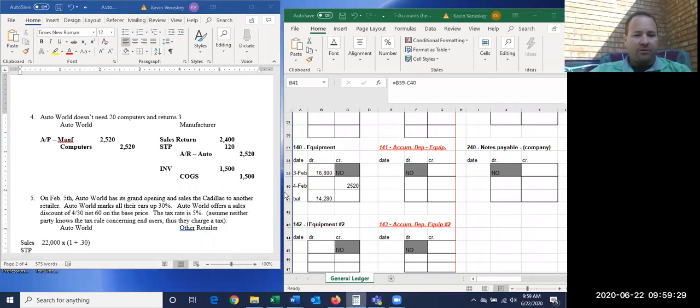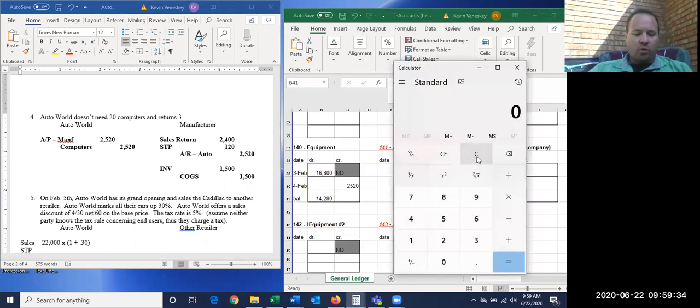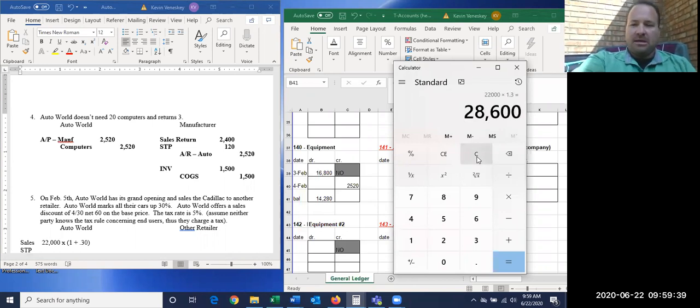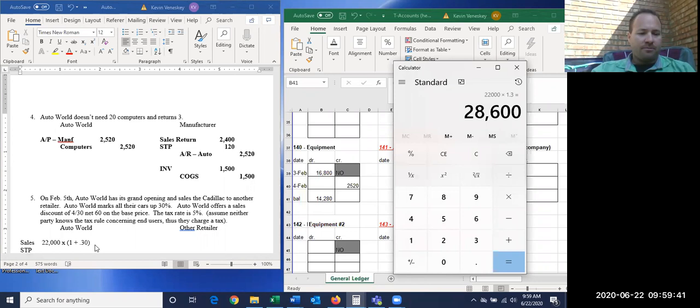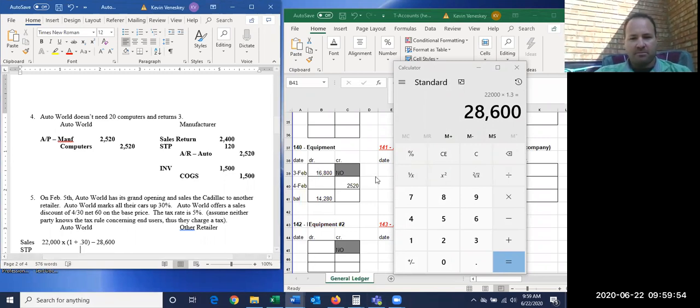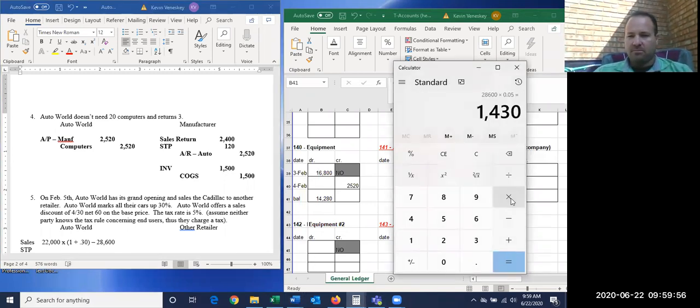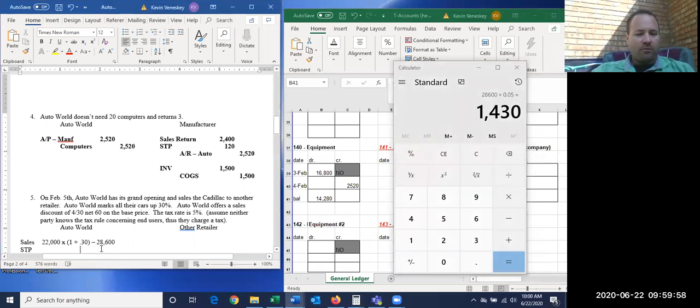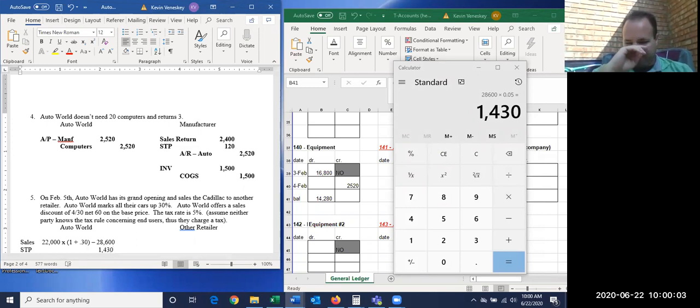Now, if we just bring up our calculator, we got 22,000 times 1.3. This tells me I'm making a sale of 28,600. Sales tax, all right, let's get that. Sales tax is still 5%. That comes out to be 1,430.